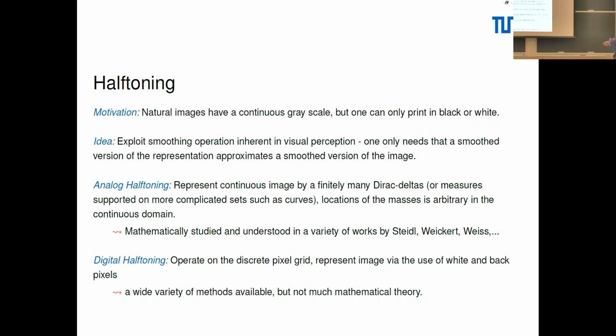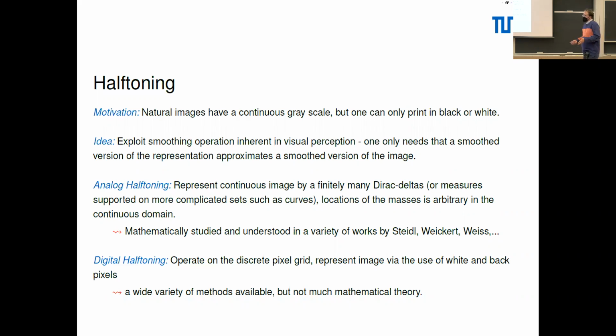But the idea behind why this is actually useful is that one aims to exploit a smoothing operation inherent in visual perception. One only needs that a smooth version of the representation approximate a smooth version of the image. In the mathematical literature, people have often approached this from the viewpoint of what would be called analog halftoning. So they represent a continuous image by finitely many Dirac deltas or measures supported on more complicated curves or something like this. Locations of the masses are arbitrary in the continuous domain.